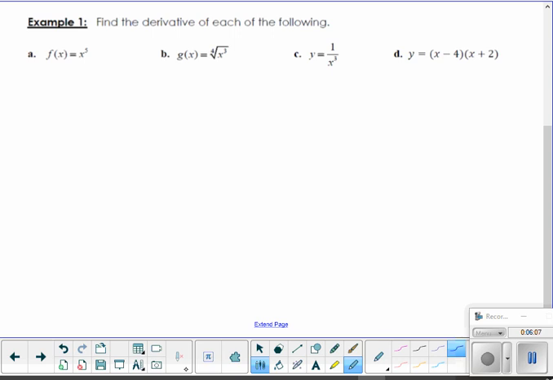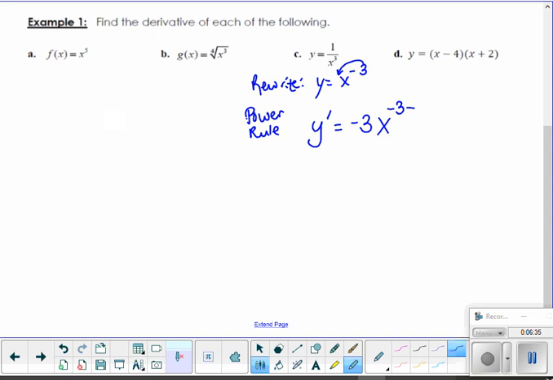Y equals 1 over x cubed. Let's rewrite this into y equals x to the negative 3. Now apply the power rule, which says what? Well, I'm going to say y prime. There's Newton's notation. Y prime, negative 3 will come down. So I have negative 3, x to the negative 3, reduce the degree by 1. And that's going to give me y prime equals negative 3 x to the negative 4, yes.